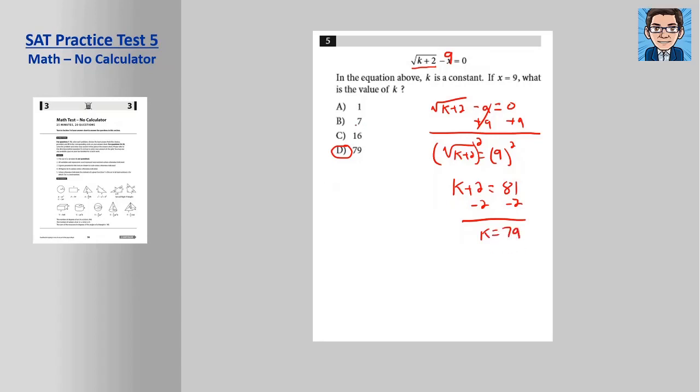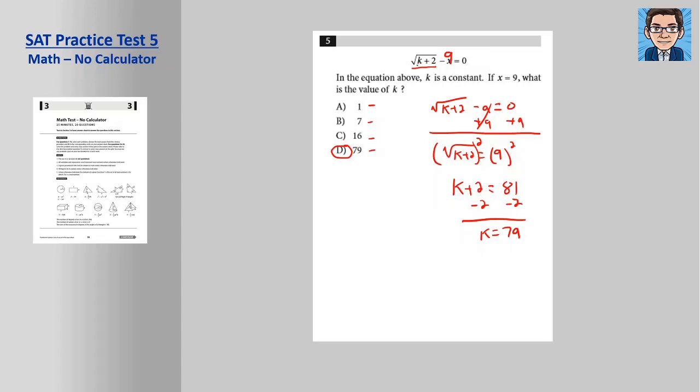Yet another way to look at it is we could just plug in these 4 answers and see which one works. So let's plug them in. 1 plus 2 is 3. The square root of 3, that's not even an even number, so that's not going to work. Let's plug in 7. 7 plus 2 is 9. The square root of 9 is 3. 3 minus 9 is not 0.